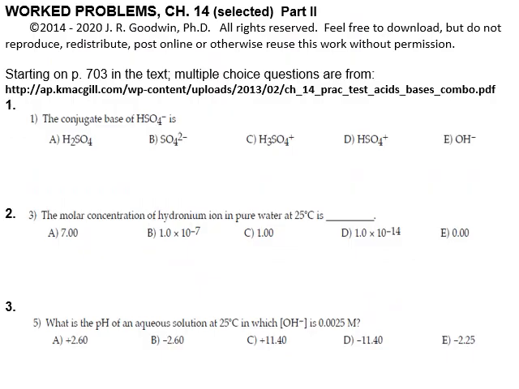Next slide. So we can take a little bit of a break here and do some multiple choices. So 1, the conjugate base of HSO4. What would you have left here if you took 1 proton off of HSO4? You would have B, SO4 2 minus. The molar concentration, number 2, of hydronium, that's H3O plus, hydronium ion, in pure water is 1 times 10 to the minus 7th.